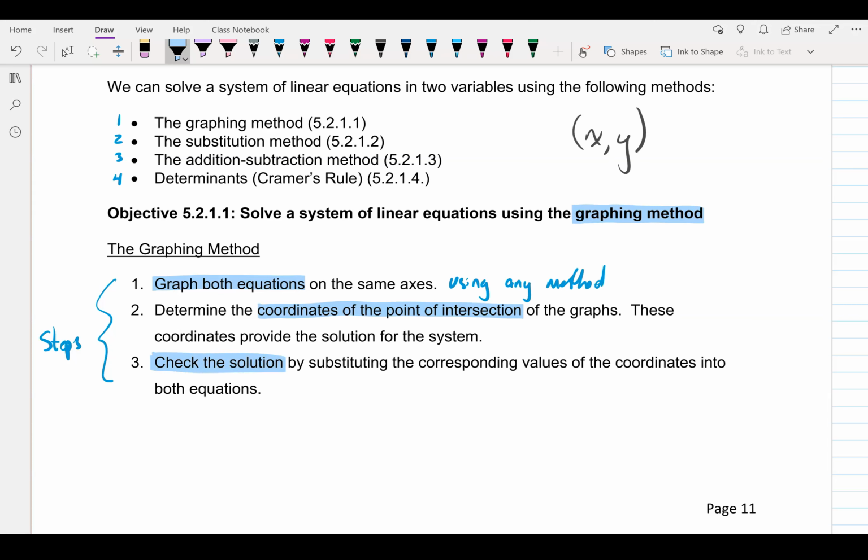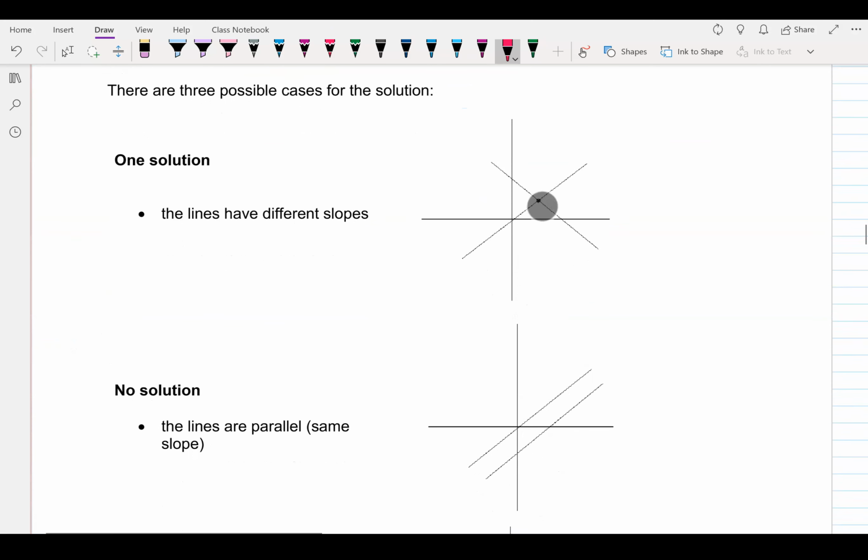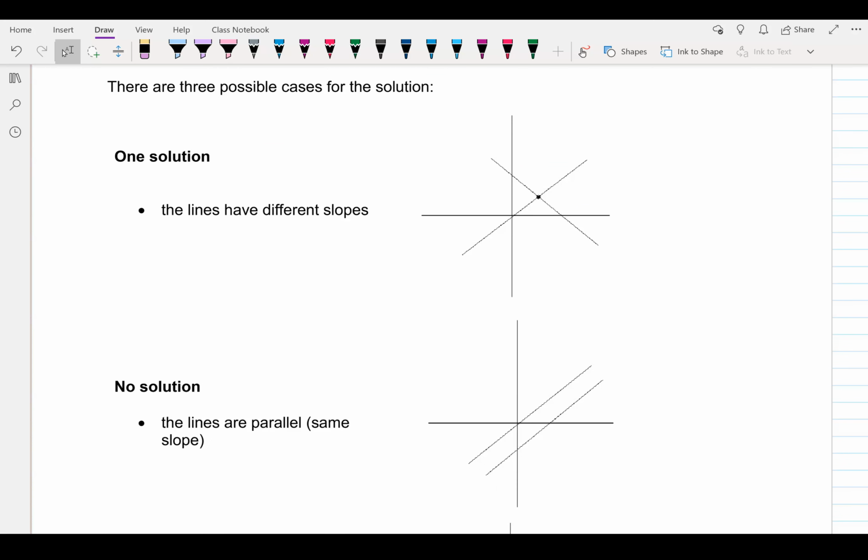So really the first 2 steps are the most important piece. And remember, the coordinates that you get for the intersection is the solution itself. We can check in the end to make sure that the solution actually works out. So before we actually solve, let's just take a quick look at what are the possible cases.